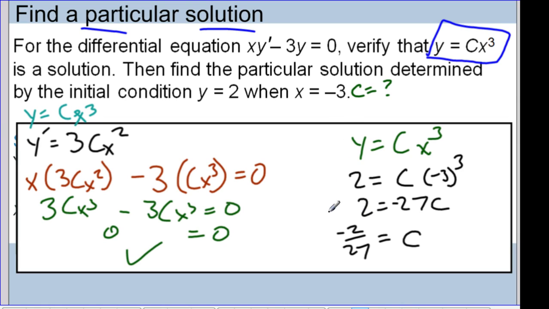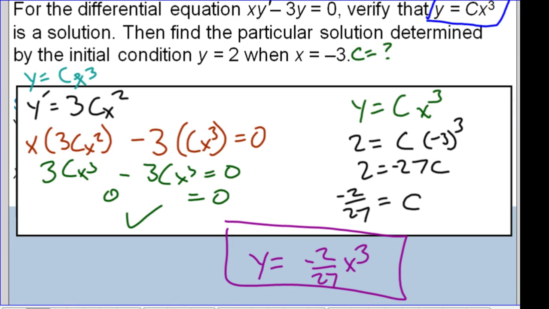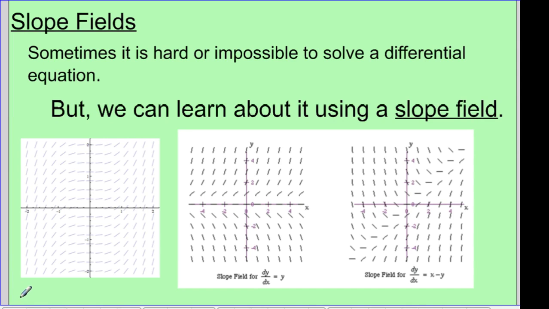Alright, so our particular solution is, if that's the general, I just substitute in something else for my c, and I write y equals negative 2/27 x cubed. There's my particular. Alright, another thing we're going to talk about, slope fields.